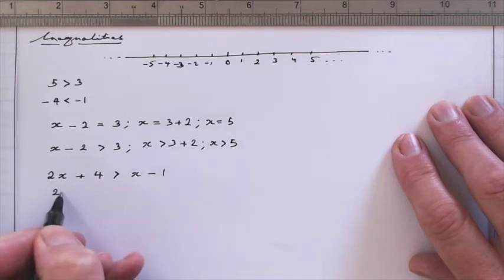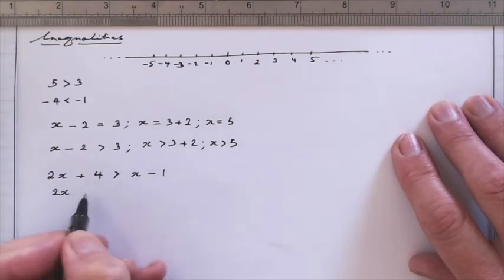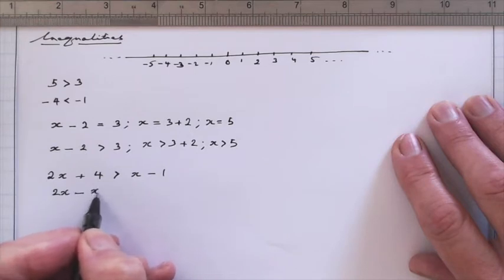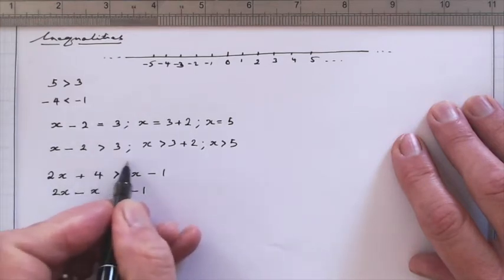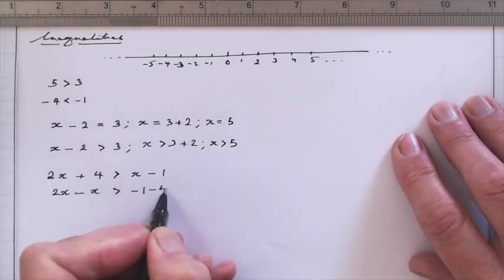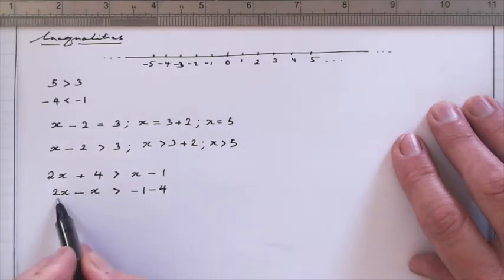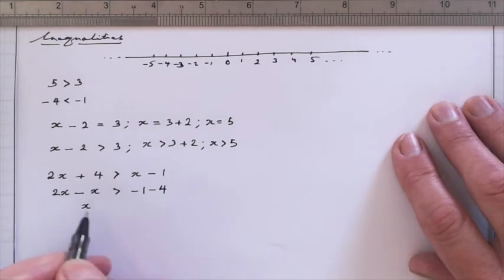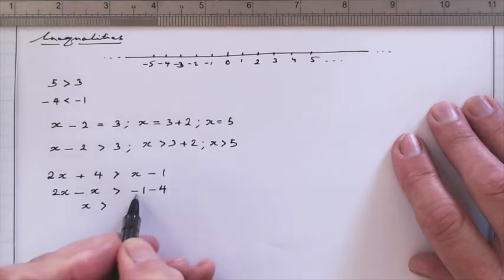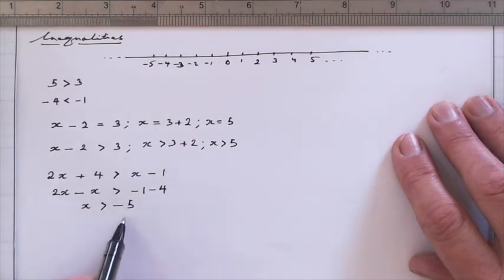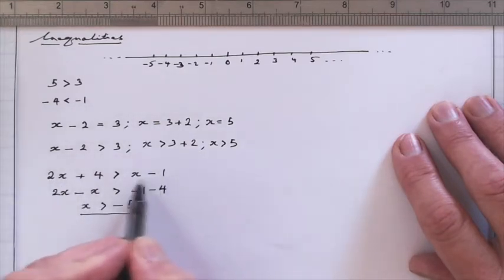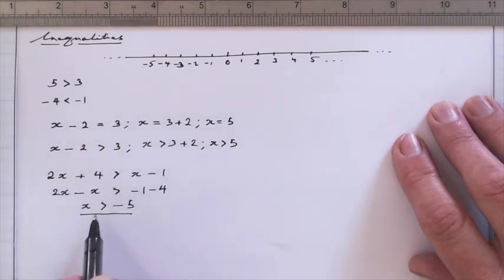So I'm going to have 2x. X comes across, it changes sign. I have greater than. I have negative 1. The 4 comes across, it changes sign. And then I can tidy up. I have 2x take away x is greater than minus 1 minus 4 is minus 5, or negative 5. So the answer, as it were, to this inequality is that x, in this case, is greater than negative 5.